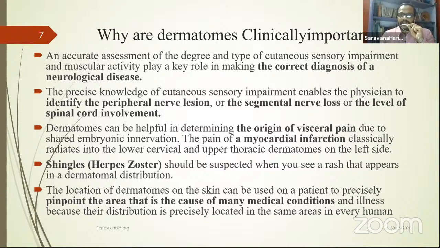And apart from this, some visceral parts exhibit pain through dermatomes only. For example, myocardial infarction typically shows pain through dermatomes like the left shoulder and left chest. And in herpes zoster also, the dermatomal appearance of rashes helps us find what the problem is in the patient. It also helps to pinpoint the area that is the cause of many medical conditions. So where is the problem? Whether the problem is at the skin level or at the afferent nerve level, we can find by using dermatomes.